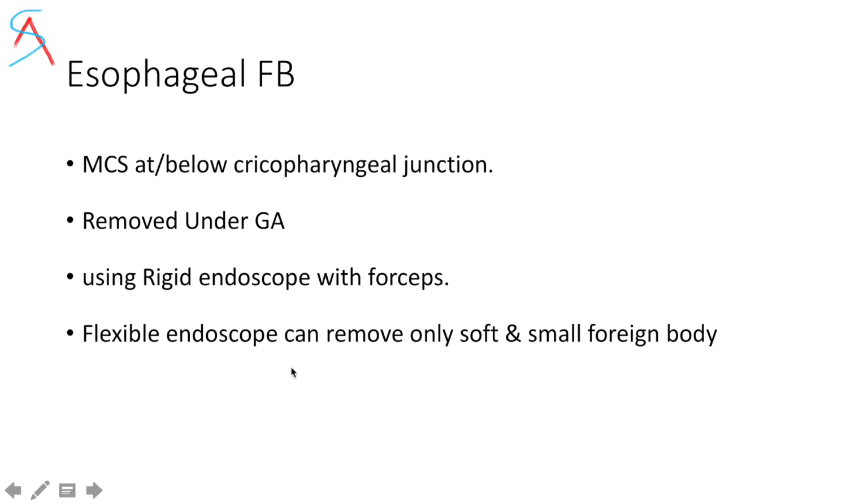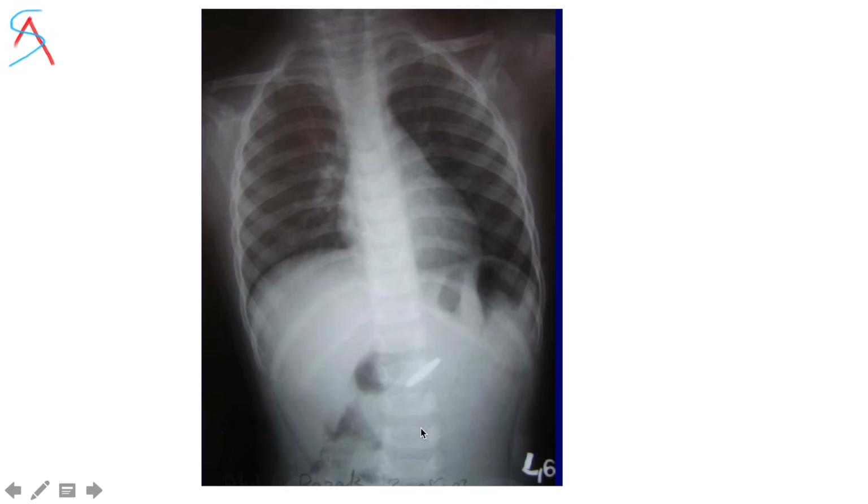With a flexible endoscope, you can only remove soft and small foreign bodies. Like in this X-ray, here you can see the foreign body. If the foreign body has passed the esophagus, most likely it will pass on through the antrum and the small intestine and large intestine, and it will be passed in the stool. But there are certain chances that it may get stuck.